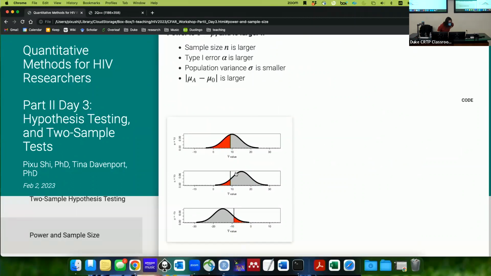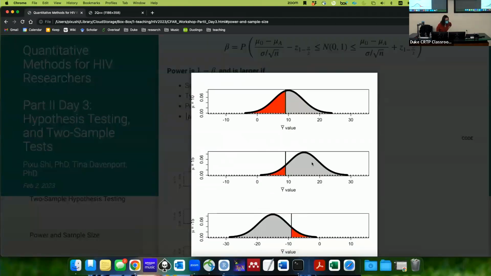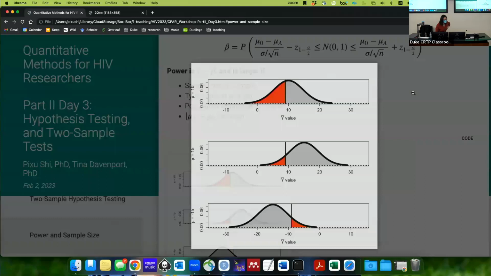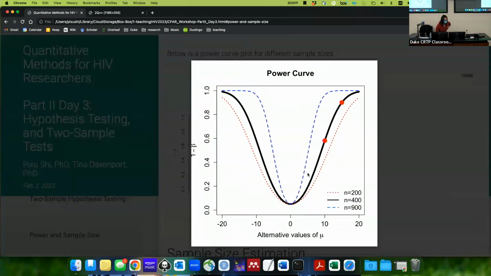Which case? Mu is 10. This is the alternative. This is a negative one. So it should be this case. I think you're looking for the next graph. This one? Oh, right. Thank you.